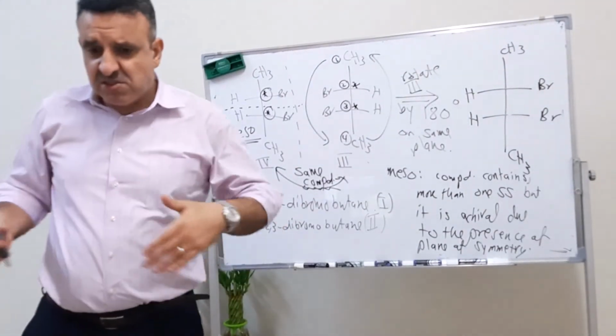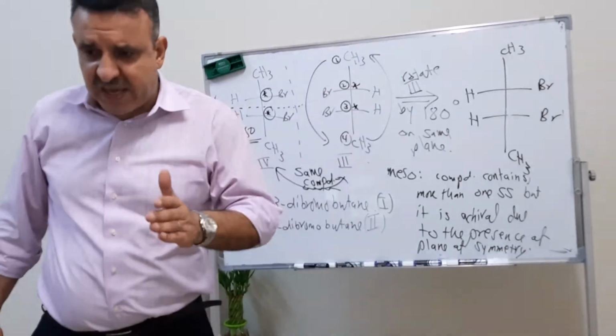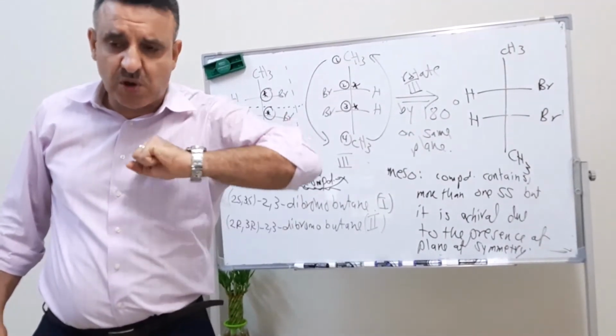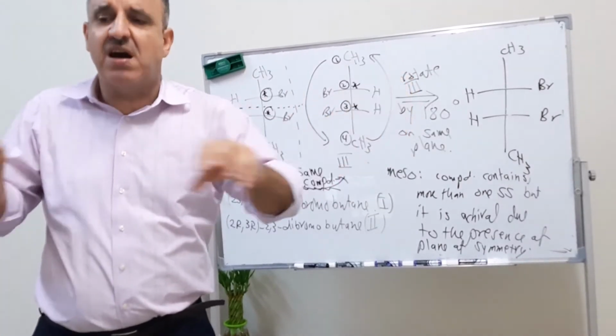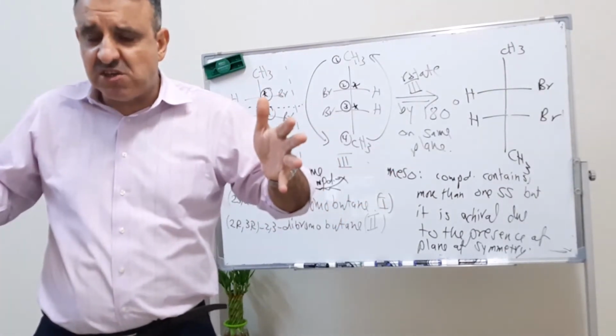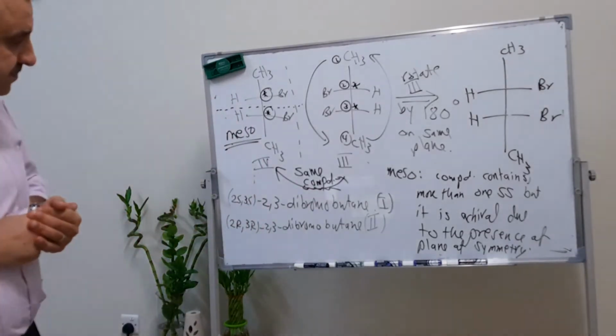Do you follow me? So that's actually always, whenever you have a plane of symmetry, be careful. If the compound contains a plane of symmetry, the chirality will cancel, which means the object and its mirror image, they are the same. They are not enantiomers. Do you follow me? They are only enantiomers if there is no plane of symmetry in the compound.